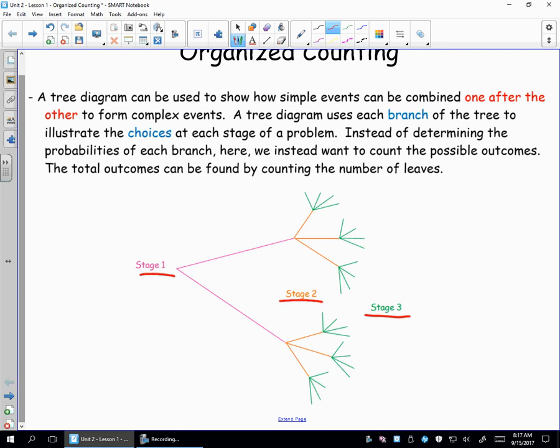If I want to figure out the number of choices altogether, I'm going to count the number of leaves. Leaves are things that are at the end of a branch. So there's 1, 2, 3, 4, 5, 6, 7, 8, 9, 10, 11, 12, and then 12 more. So there'll be 24 different choices of these combinations. Now, we don't have any options here. We don't know what the stages are made up of. We can look at some examples where that is given to us.